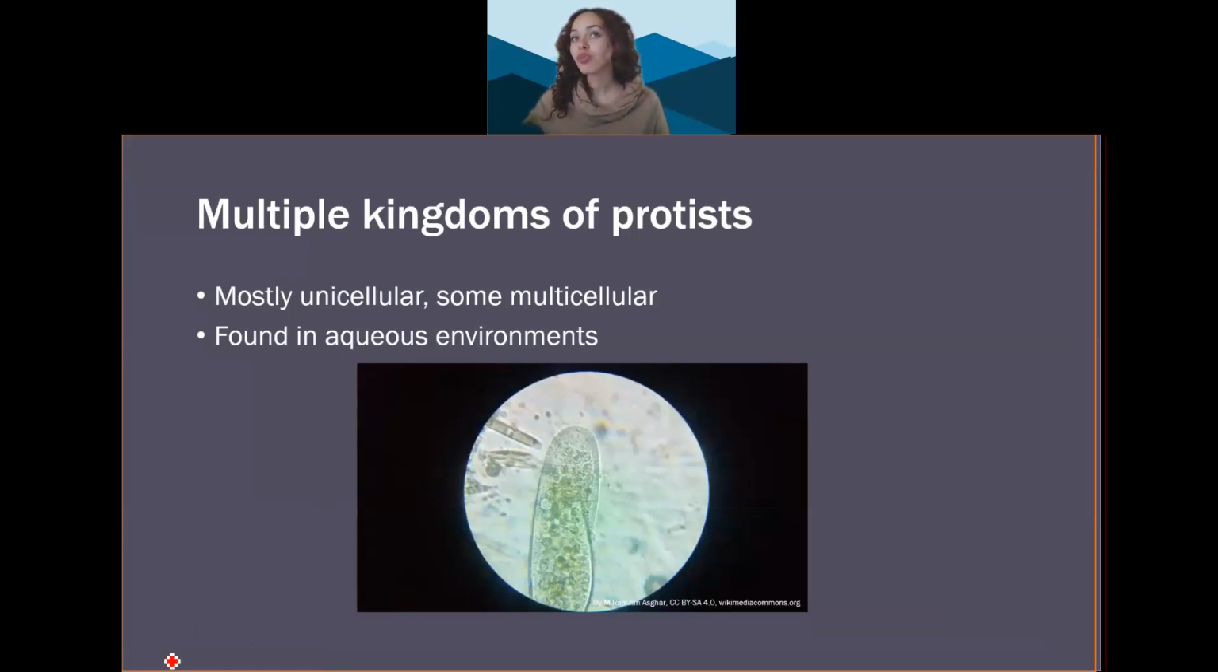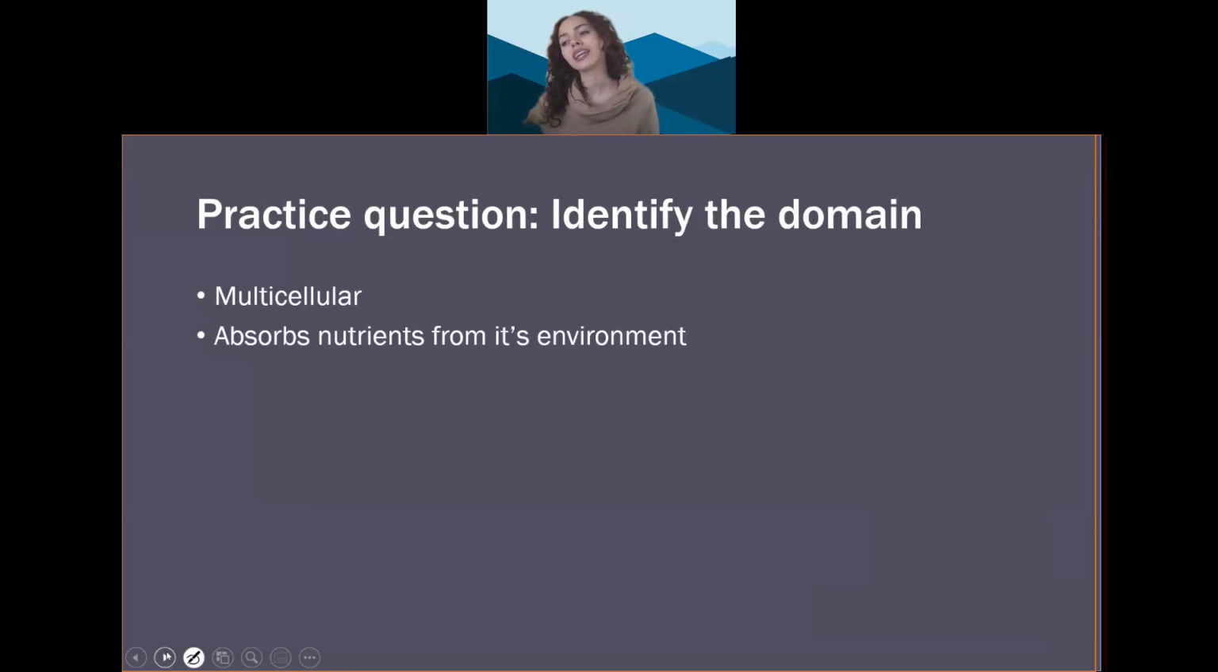So now I'll give you a practice question. Let's say you're trying to identify the domain and kingdom of a newly discovered organism that is multicellular and was found to absorb nutrients from its environment. What would you say? I'll give you a moment. Okay, I'll tell you. The domain would be Eukarya.